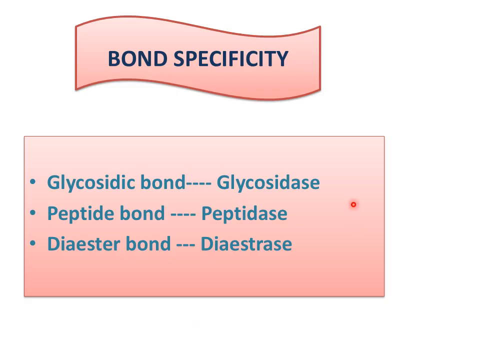Then we come to the next, bond specificity. This is when the enzyme shows specificity for a bond. For a glycosidic bond, the enzyme is glycosidase. For a peptide bond, the enzyme is peptidase. For an ester bond, the enzyme is esterase. In this way, the enzyme depends on which type of bond is present.